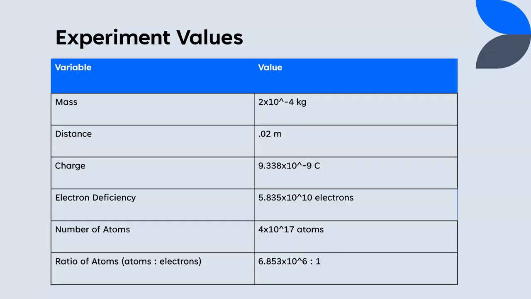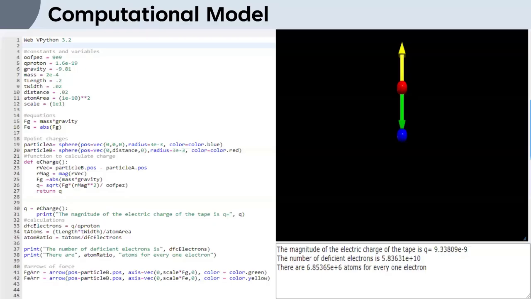So the mass that we calculated was 2 times 10 to the negative 4 kilograms. The distance was 0.02 meters between the tapes, and the charge was 9.338 times 10 to the negative 9 coulombs. The electron deficiency was 5.835 times 10 to the 10th electrons. The number of atoms on the tape was 4 times 10 to the 17th atoms, and the ratio of atoms to electrons was 6.853 times 10 to the 6 atoms for every one electron.